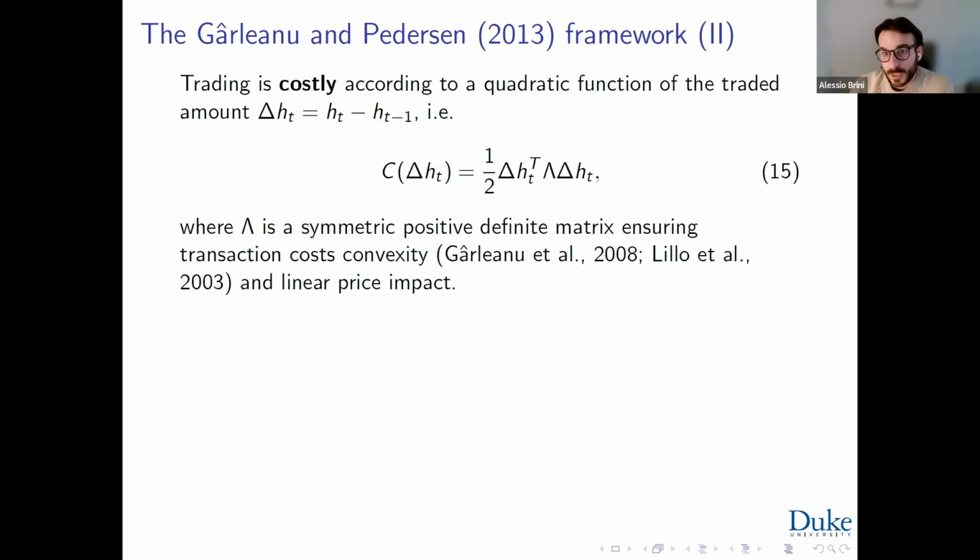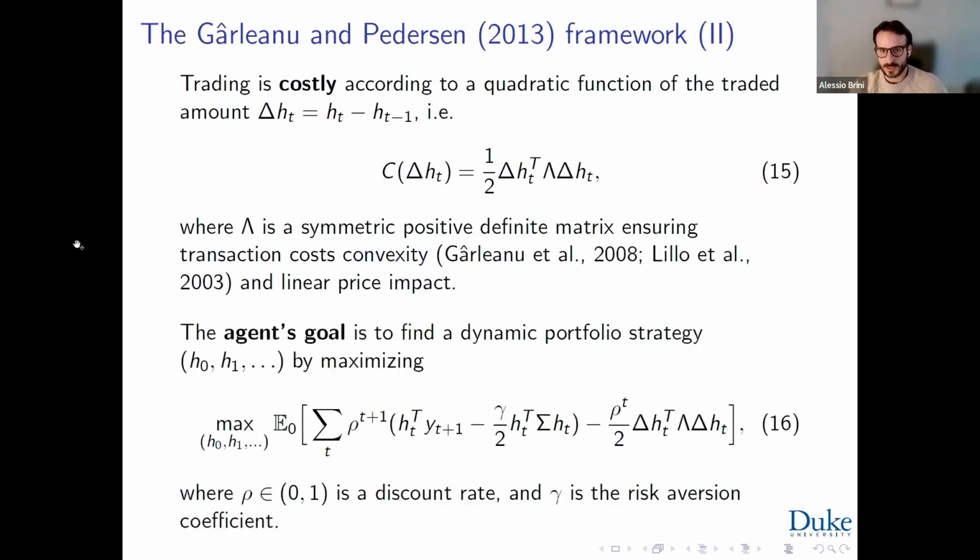Also, working in this environment is costly. The cost function is quadratic in the traded amount H, and still follows the model of Gârleanu and Pedersen, and the assumption of having quadratic cost just follows the transaction cost convexity and the assumption of a linear price impact. So the setting where we are letting the RL environment work is quite realistic, because it also includes transaction costs.